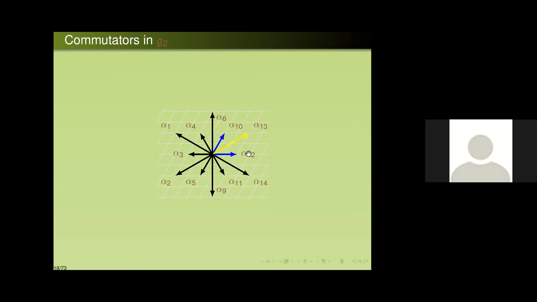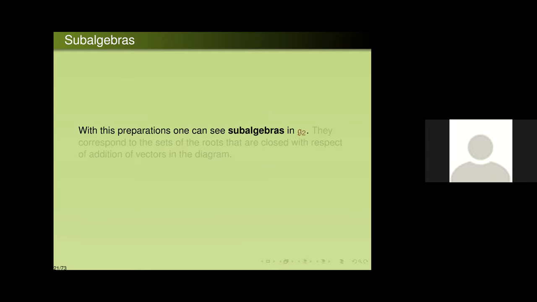This blue and this blue is this yellow. This blue and this blue is this yellow. So you see here on the diagram how the commutation relation looks like. So that is why it is a very useful tool. And in particular, with these preparations, one can see subalgebras in G2.